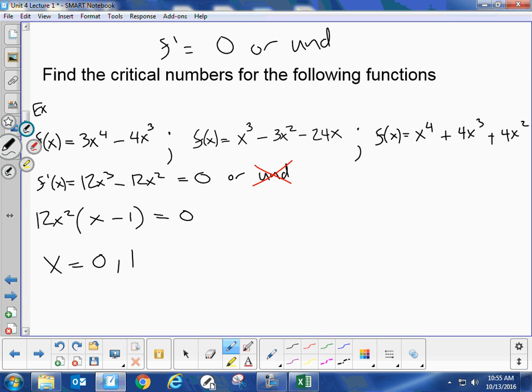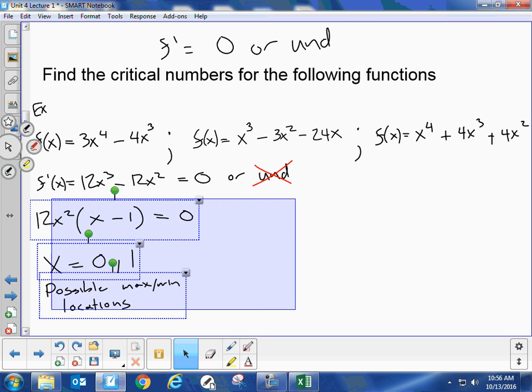Okay? After we find that, we think to ourselves, hey, those are possible locations of maxes and mins for that original function. I don't know what they are right now, but that's all I'm thinking. They are possible max-min locations. Okay? You guys do the second one.